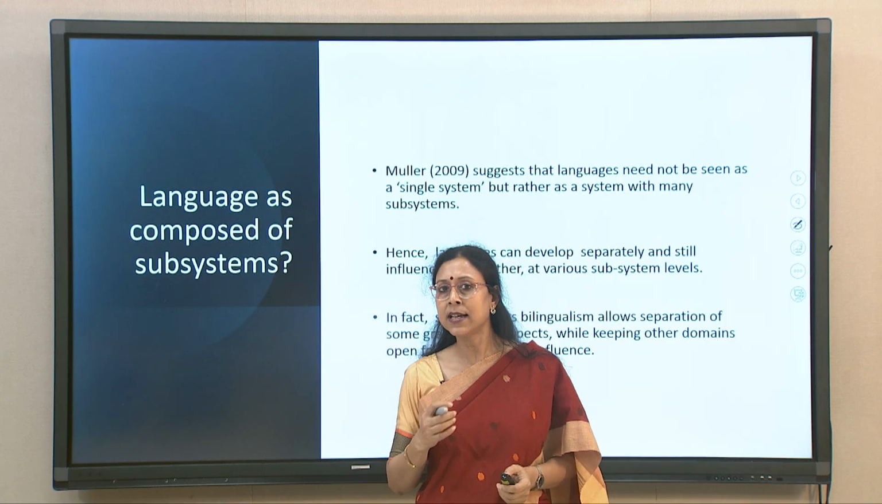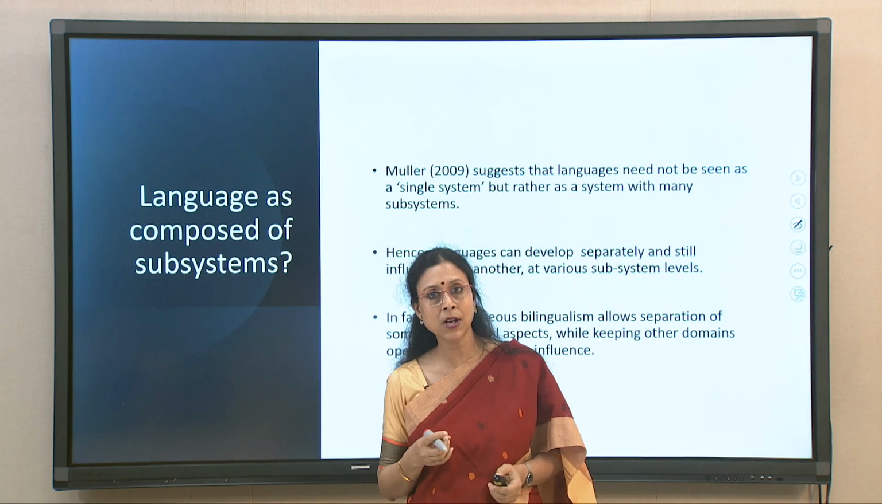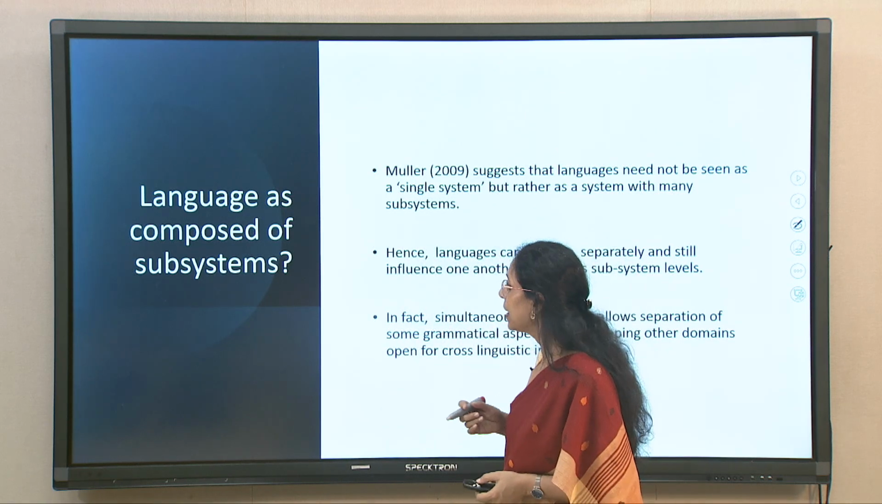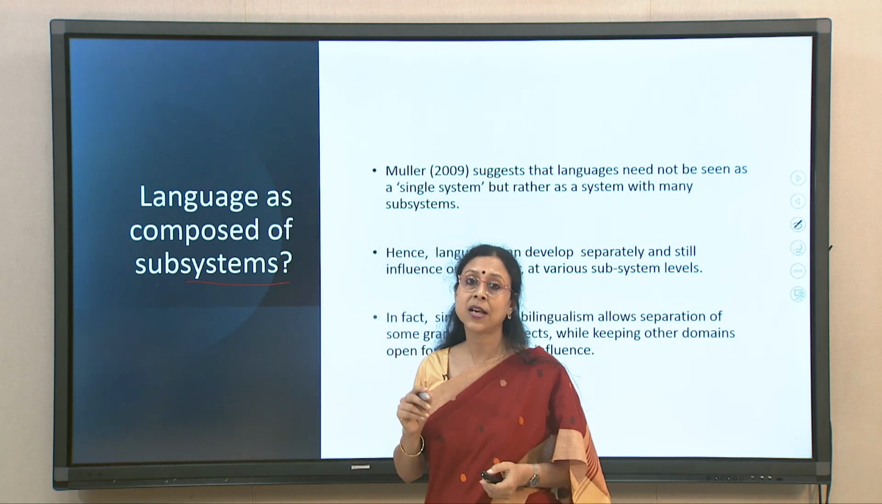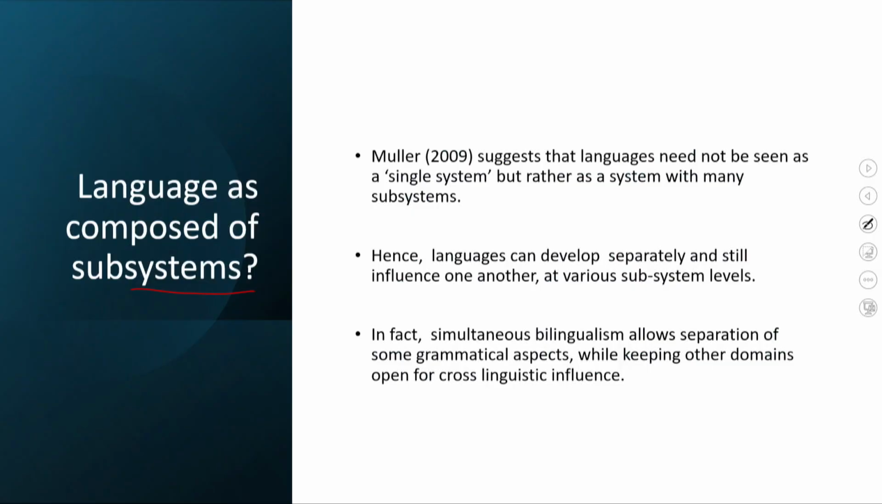Now, this idea of some domains being more susceptible to influence takes us to another very interesting idea, that of language being made up of subsystems. So, language is not one monolithic whole, it has various sub domains within it. Language should not be seen as a single system; what has now been proposed is that it is made up of subsystems.